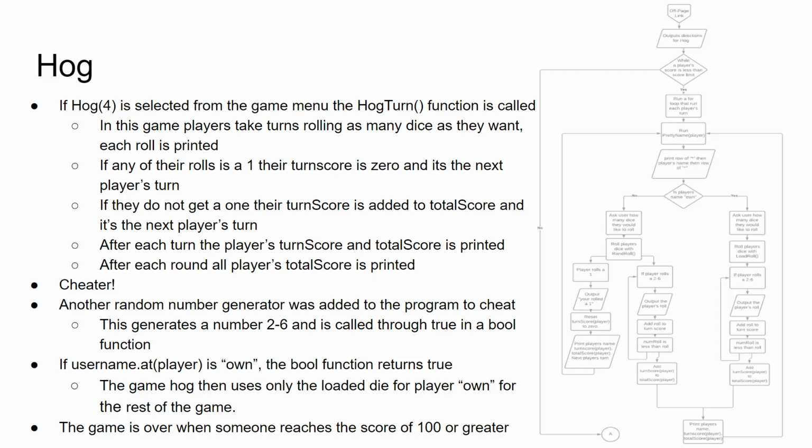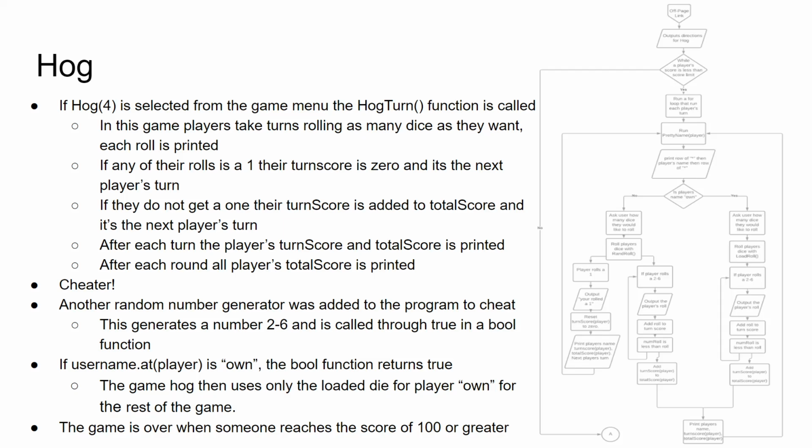Hog is another variation of Pig. It resembles Pig as the turn score is still reset if you roll a 1, and the first to 100 wins. It changes in the fact that you can roll as many dice as you want, but the more dice you roll, the higher chance it is to get a 1.